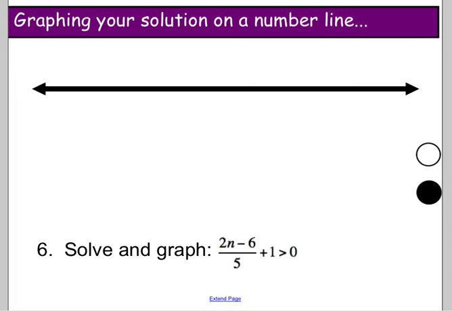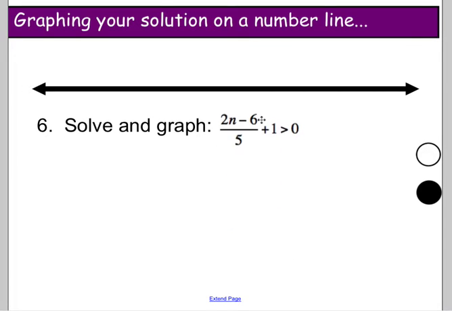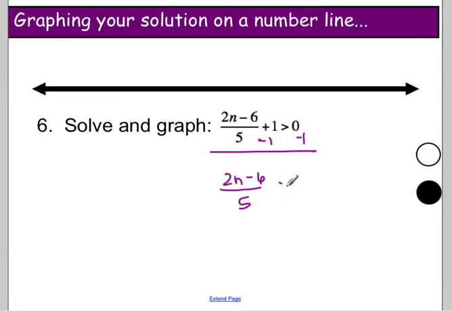Example 6. Let's go ahead and look at 6. It says solve and graph this problem. So first thing I would do is subtract 1 from both sides. Okay, subtracting by 1 does not mean I flip my sign. We can subtract, so it's negative 1. Now I would multiply both sides by 5. So I have 2n minus 6 is greater than negative 1 times 5, which is negative 5.